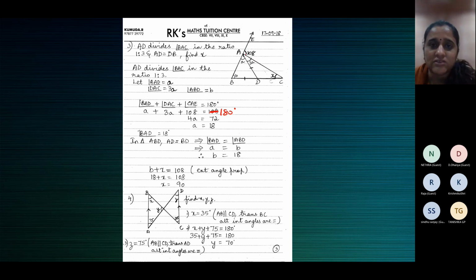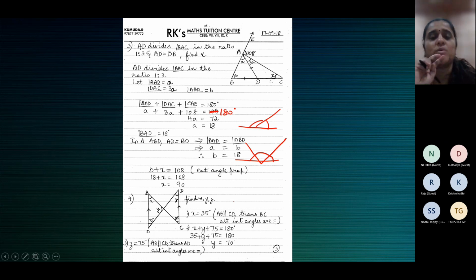All right. So the sum of the three angles on a straight line. When do we say linear pair? Linear pair is only when there are two angles on a straight line. When there are three angles, 1, 2, 3, we don't say linear pair, because linear pair is only about two angles. When there are more than two angles, we say the sum of the angles on a straight line is equal to 180. So 108 plus 3A plus A is equal to 180.